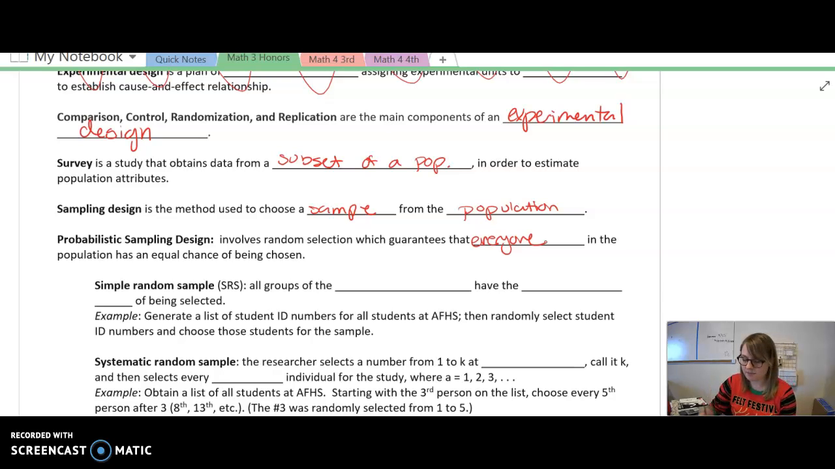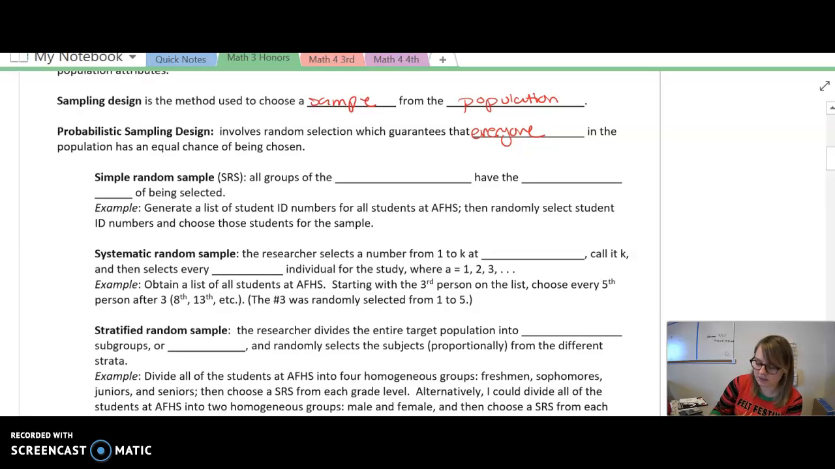Alright, and we have parts of this probabilistic sampling design. So we have simple random sample. So all the groups of the sample size have the same chance of being selected. So when you get your student ID here at AFHS, it's randomly selected numbers, and that way it has an equal chance of each number being used.